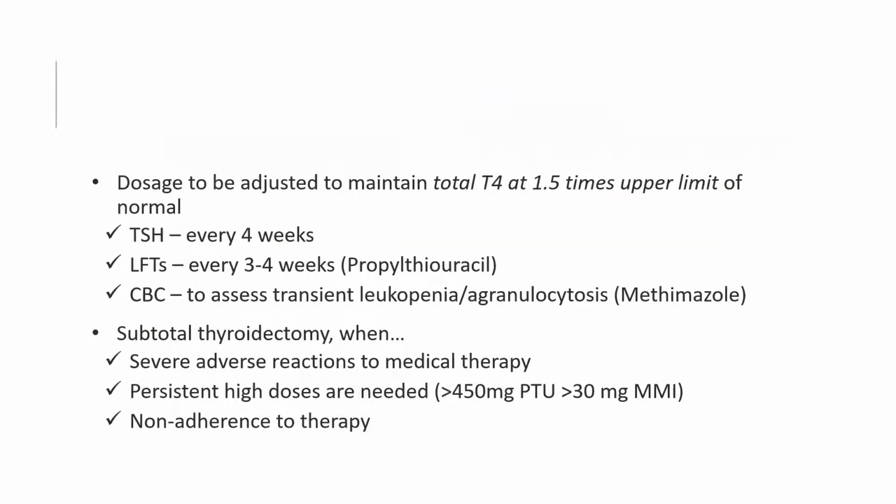Okay, so the dosage in hyperthyroidism is to be adjusted to maintain the total T4 at 1.5 times the upper limit of normal. How do you monitor or adjust? By checking the TSH as well as the T4, every 4 weeks. Liver function tests should be performed every 3 to 4 weeks if you are giving propylthiouracil, and a complete blood count to assess transient leukopenia or agranulocytosis, especially in case of methimazole.